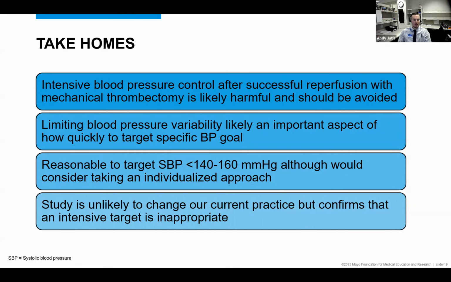And then I think it's reasonable to target a systolic blood pressure of 140 to 160, although I think we really do need to take an individualized approach for these patients when thinking about all their factors. And lastly, the study is unlikely to change our local practice, but it confirms that utilizing that intensive target of less than 120 is likely inappropriate.